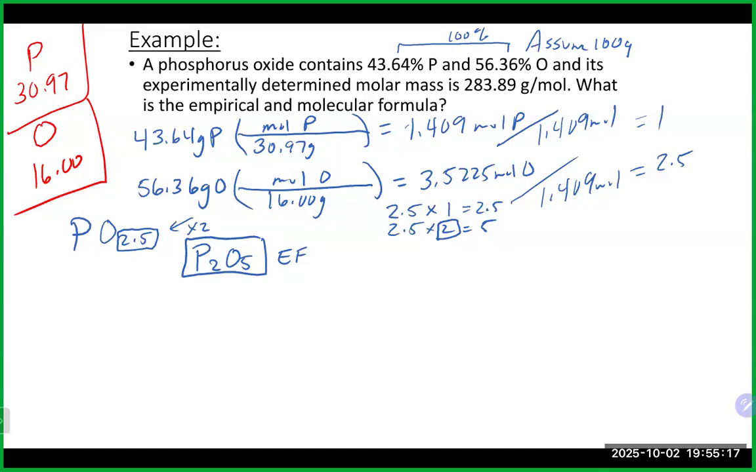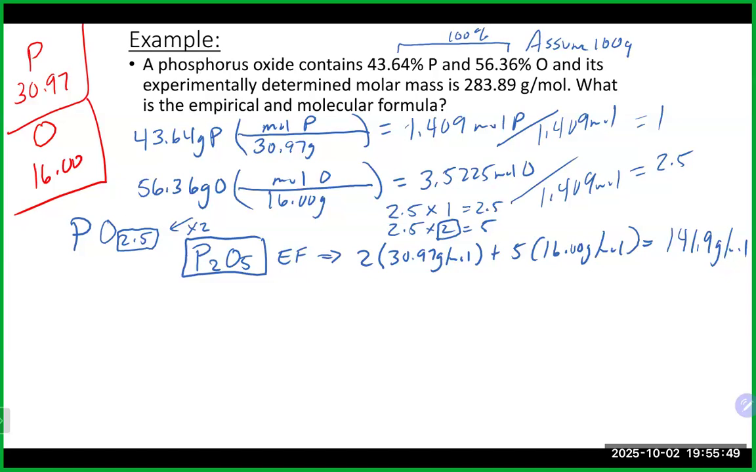Now that we do have the empirical formula, that's one of the things we need. We also need the molar mass of it, so let's just get that. So 2 times phosphorus, 30.97, for our molar mass for our empirical formula, 5 times 16. And that'll give us the second thing that we need. So 2 times 30.97 plus 5 times 16, 141.9 grams per mole.